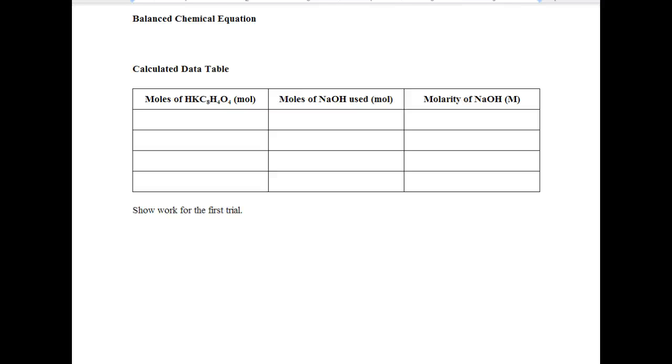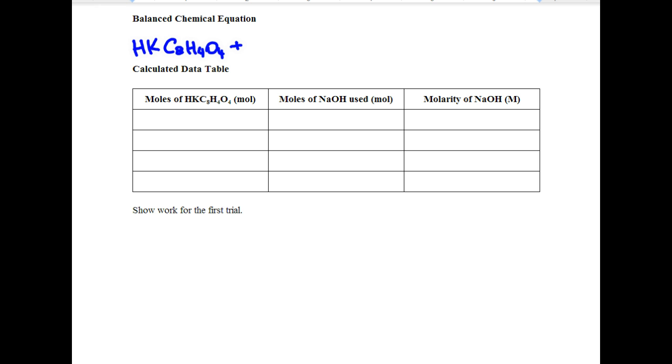This is the practice for tonight, or the post lab. So the first thing it says to do is to figure out the balanced chemical equation. So we were working with HKC8H4O4 plus NaOH, because we were adding the base and the acid.